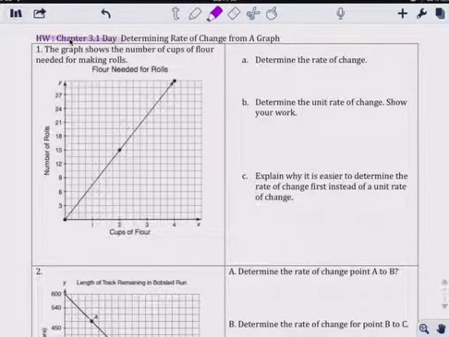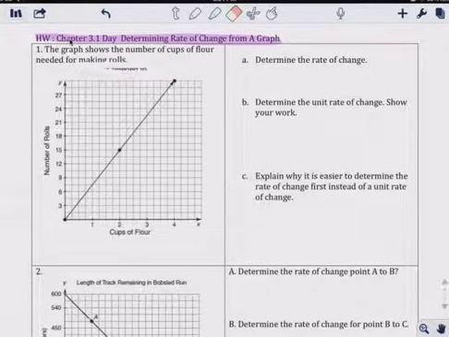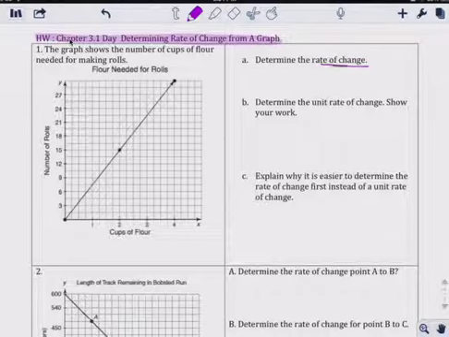Paper should say this up on top. Okay? The graph shows the number of cups of flour needed to make rolls. So flour needed to make rolls. You need to read and understand what the graph means. So determine the rate of change.